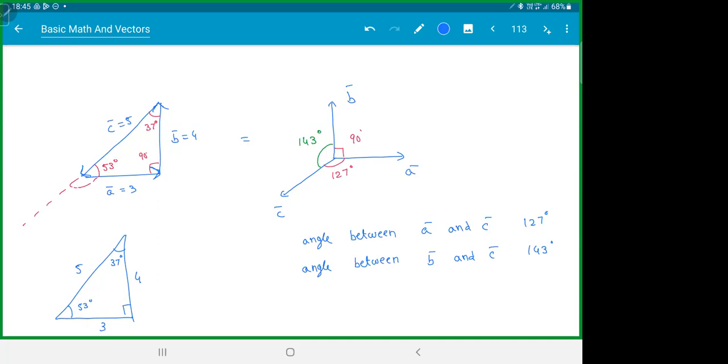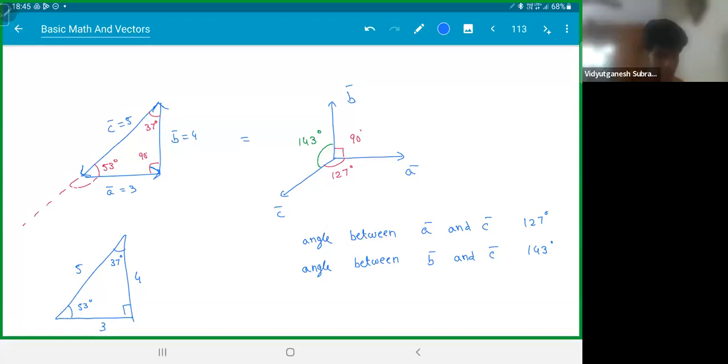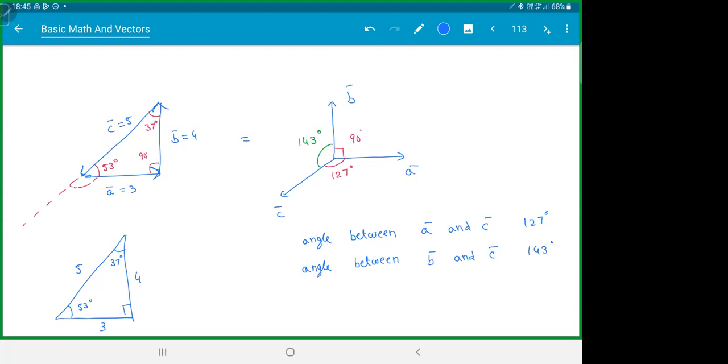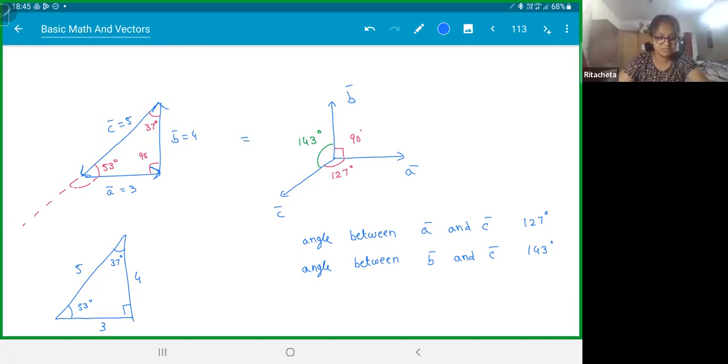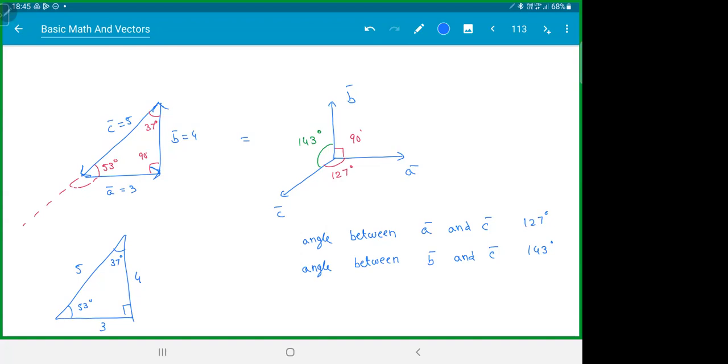Easy? Vidyut, clear, na? Yes, sir. Palaksh, Mayuka, clear? Yes, sir. Yeah. Then, Rita, sorry, how do you pronounce your name? So you can call me Ritu. Ritu, right? So, Ritu, understood? Yeah, I understood. Cool.